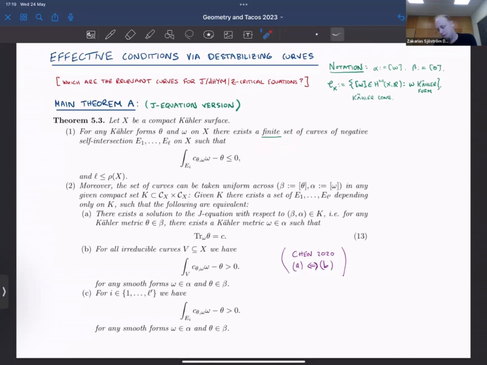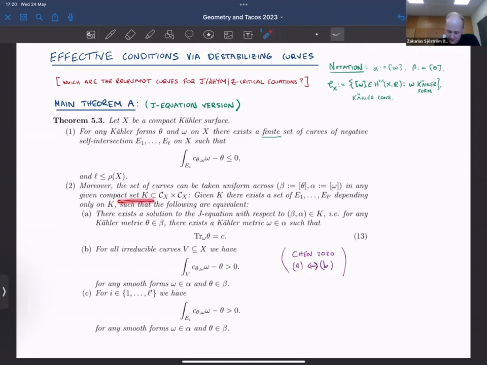This is already giving some kind of effective criterion to test, but we wanted to do more. Especially when we get to the part about wall crossings, and wall and chamber decompositions, it's important to ask how this set of curves depends on theta and omega. In the first part they really depend on theta and omega, and could depend in very bad ways. We perturb a little bit and you need a whole set of different curves, which would make this kind of theorem much less useful. However, the set of curves can essentially be taken uniform across compact subsets.